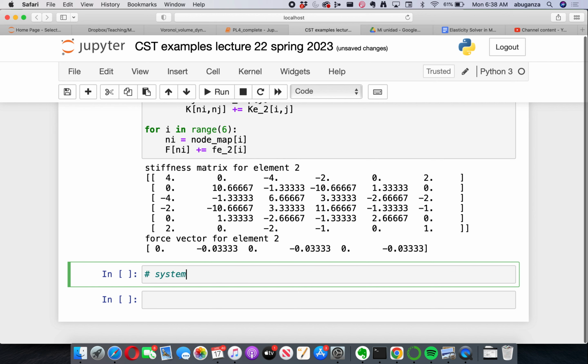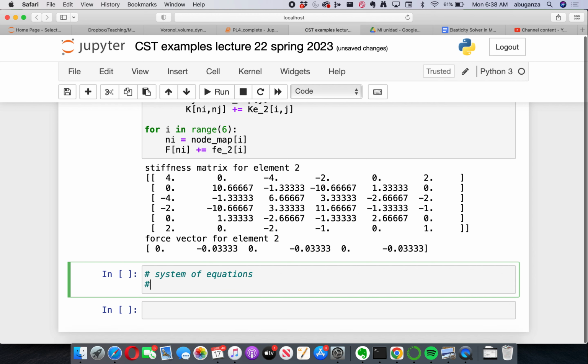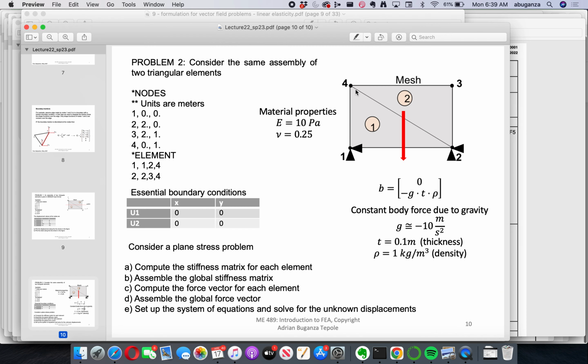So what is the system of equations? The system of equations is going to be K, the global stiffness matrix, times the global D, and that is going to equal the force vector. There are the reactions, right? And typically also the F on the boundary. But in this case, there's no F on the boundary. These two nodes are the ones that could have forces, but the force is 0. So no F on the boundary.